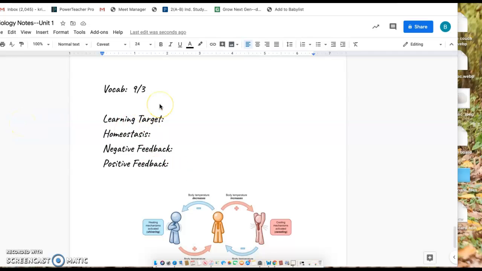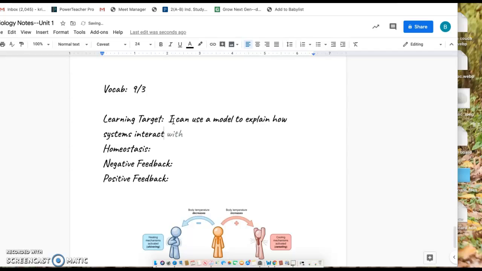This week we only have 3 words we're going to talk about. First, I just kind of want to touch on our learning target. I will go over this in another video too, but I just wanted to type it out. Our learning target is I can use a model to explain how systems interact.